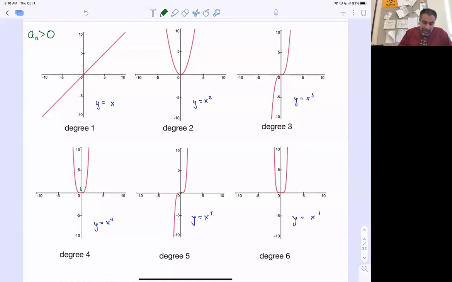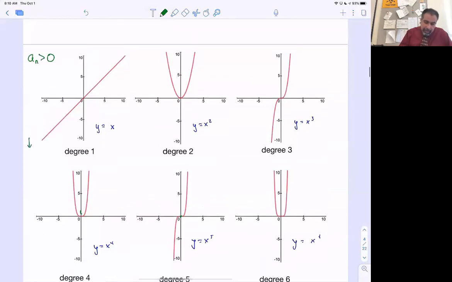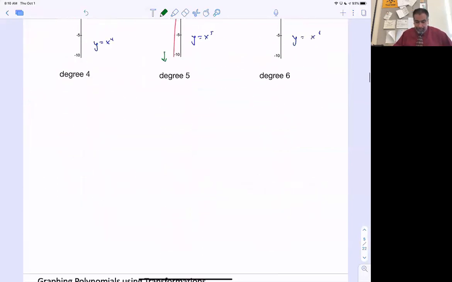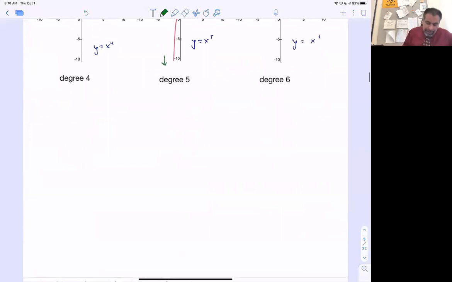What I mean by that is in the degree 1, you have a down, up going on. In the degree 2, you have an up, up going on, but degree 3 turns to down, up. Degree 4 is up and up. Degree 5, down, up. Degree 6, up, up. I would bet you could all figure out that degree 7 is going to follow this pattern of a down, up. Degree 8 is going to be an up, up. So it sounds kind of silly saying down, up, up, up. What are we actually talking about? We're talking about something called end behavior.